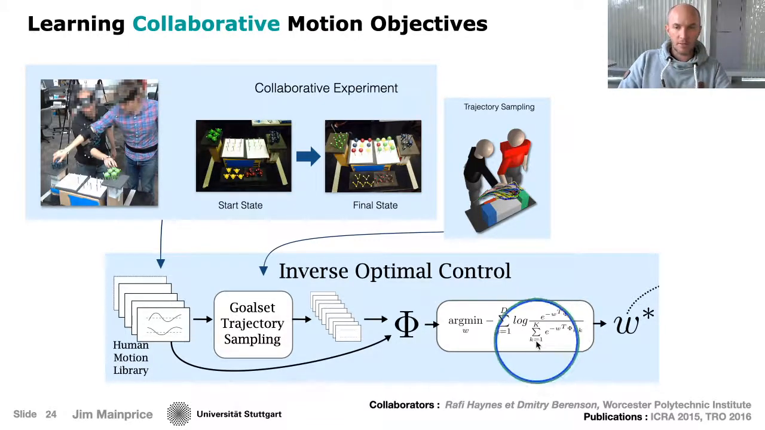So that's the form of the convex optimization problem that we obtain. So this is kind of summarizing the method.